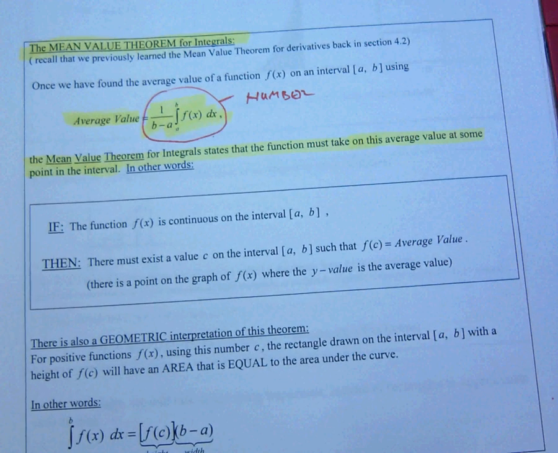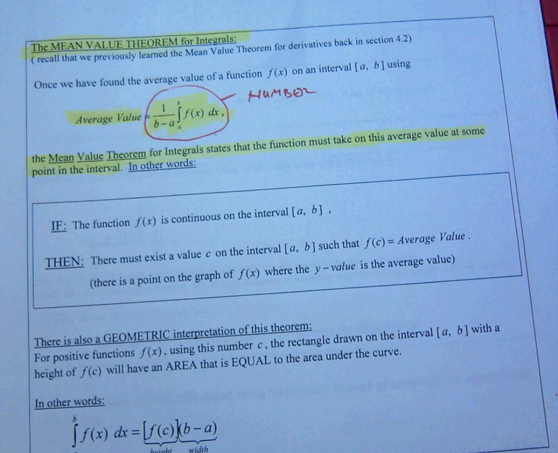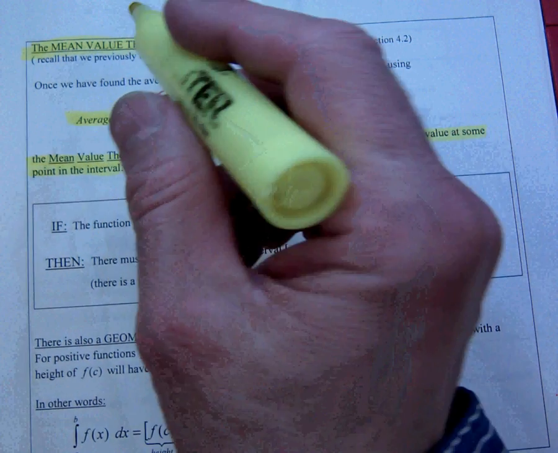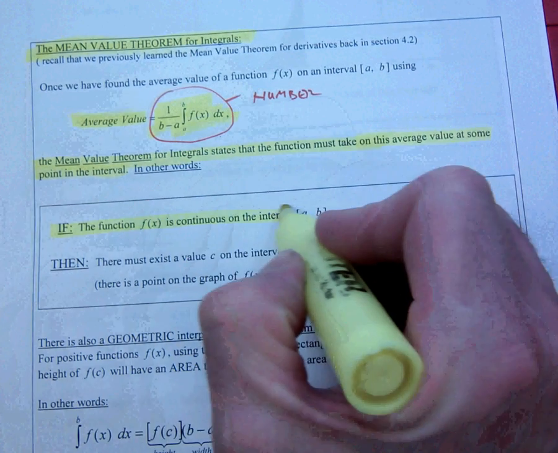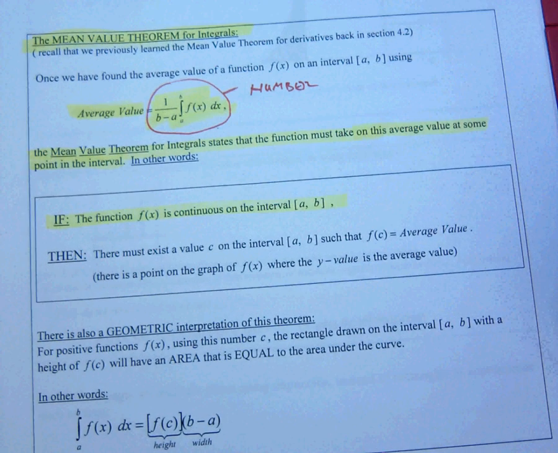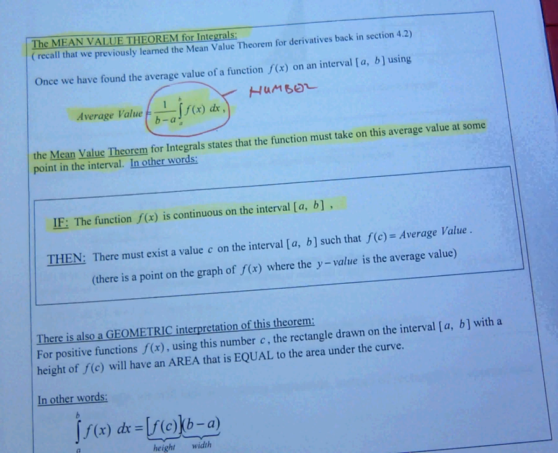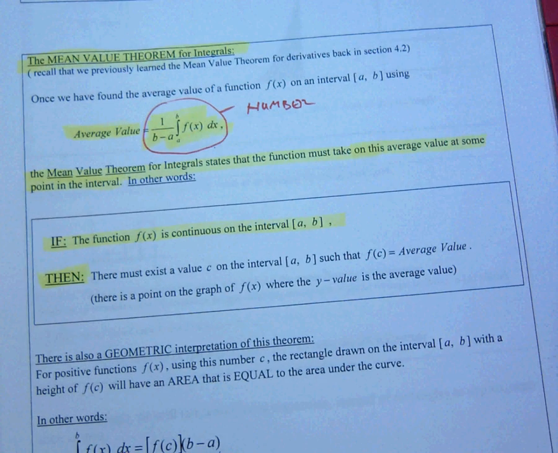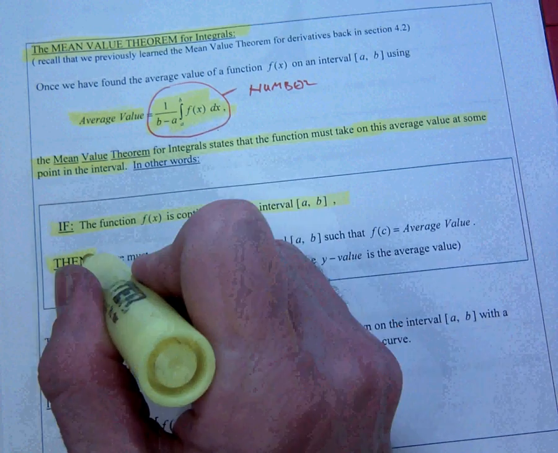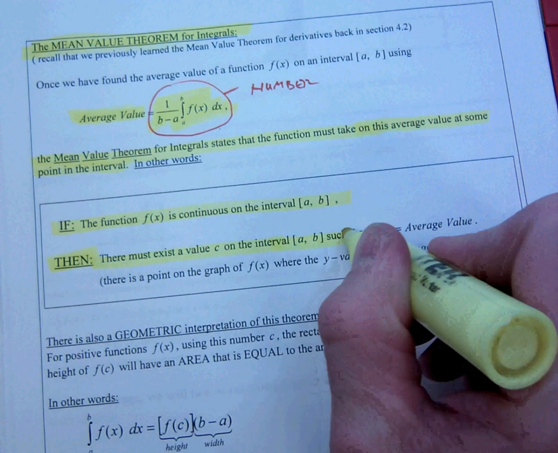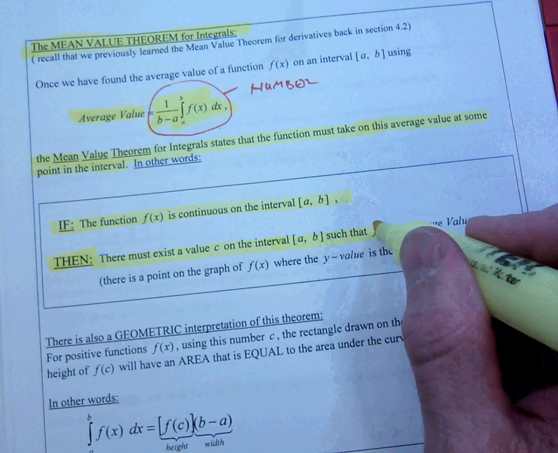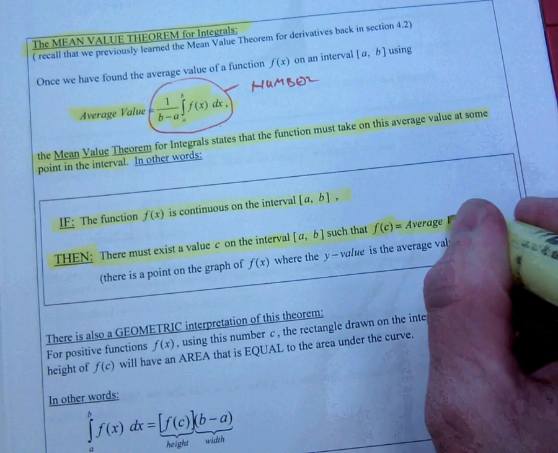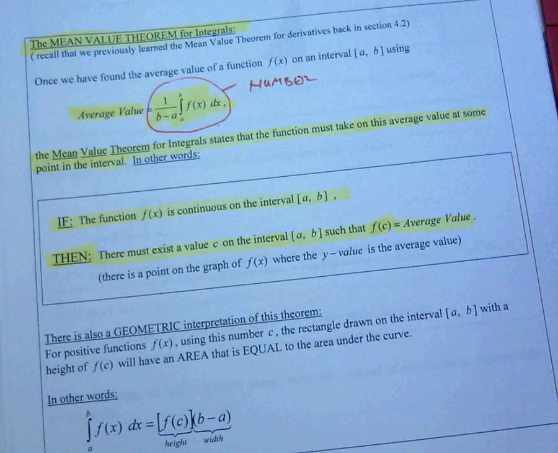Okay, so here's basically how the theorem is stated, word for word. Are you ready? Again, this only works if f is a what? Continuous function. So if that's true, then you can apply the mean value theorem for integrals, and the theorem says that the following must also be true: there must exist an x value c on the closed interval a to b such that the y value at that x value is equal to the average value on the whole interval.